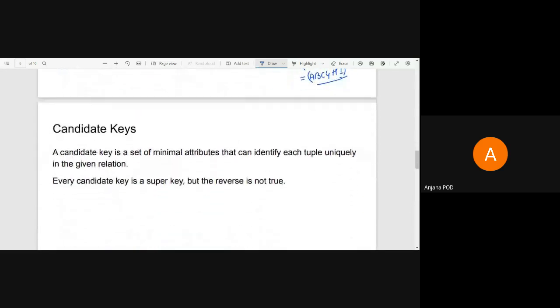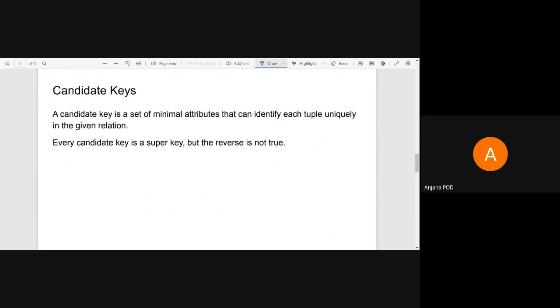Okay. So now we'll discuss how we can find the candidate key, or what a candidate key is. A candidate key is nothing but a set of minimal attributes that can identify each tuple uniquely in the given relation. Remember, every candidate key is a super key, but the reverse is not true. You'll get to know this as we go through some examples.